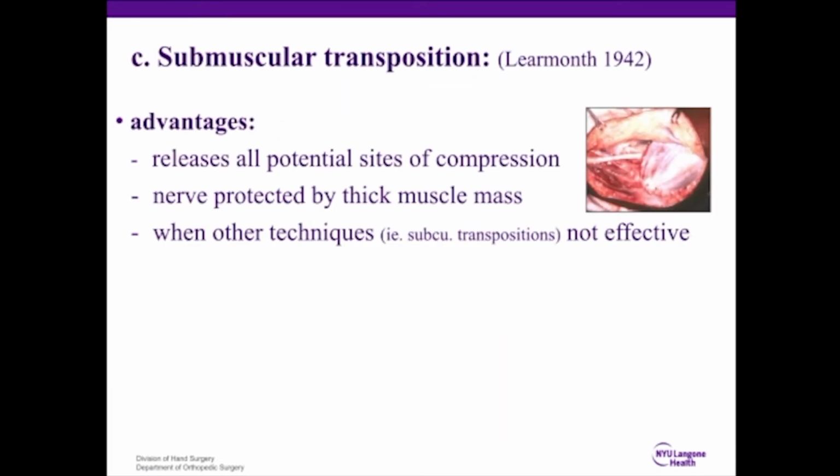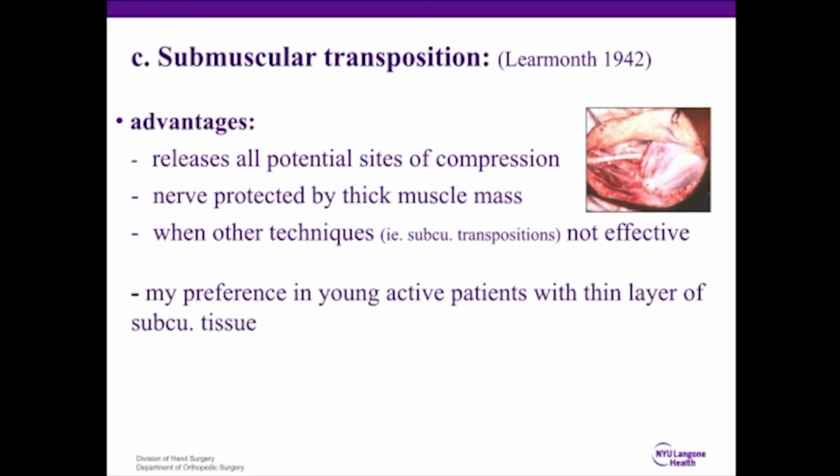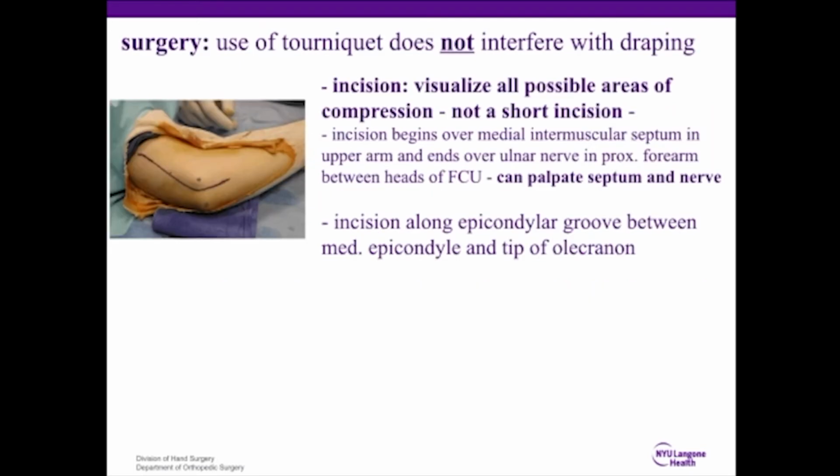Submuscular transpositions were described by Learmonth in 1942. The advantages are that it releases all potential sites of compression, and the nerve is protected by a thick muscle mass at the end, the flexor pronator muscle, and it's an effective operation when other techniques, such as a subcutaneous transposition, are not effective. It's my preference in young, active patients with a thin layer of subcutaneous tissue.